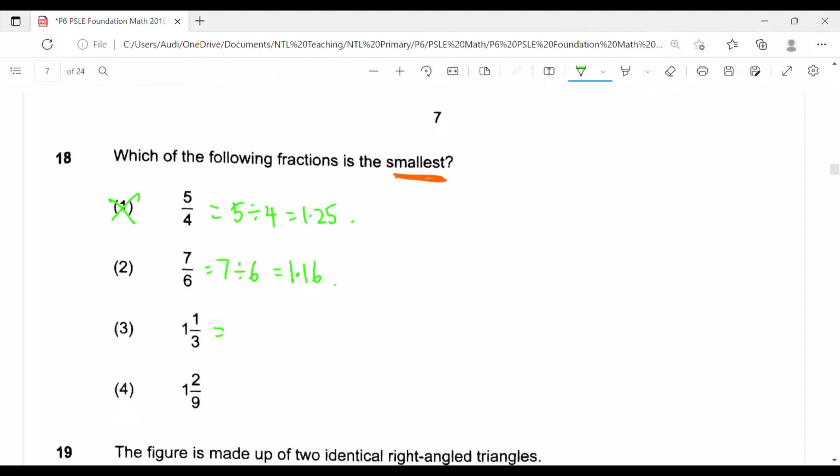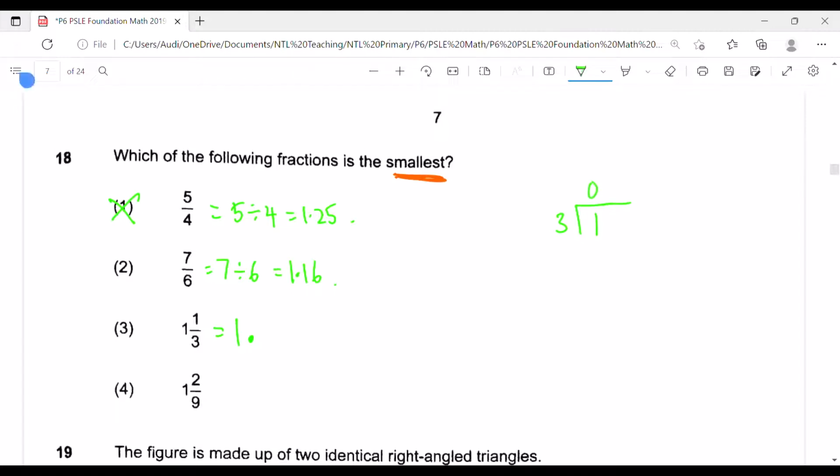Okay, when you see 1 and 1 over 3, this is 1 whole. When you see 1 whole, it means 1 whole. Now the 1 over 3 means 1 divided by 3. 1 divided by 3 means you write it like this, 1 divided by 3. How do we divide this?